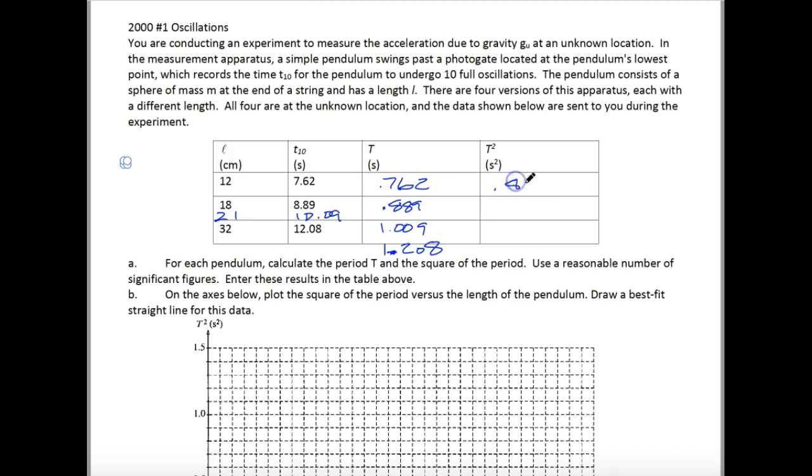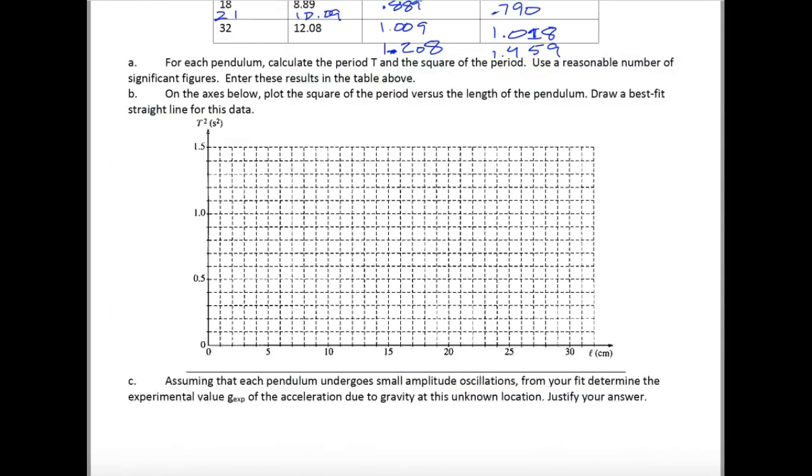This one is 0.581. The next one is 0.790. Then 1.018. And then finally, that's a 1, sorry. And then our last one is 1.459. Now that we've done that, they want us to plot the square of the period versus the length of the string.